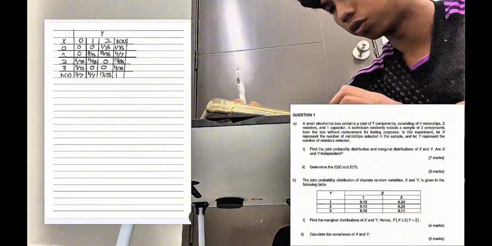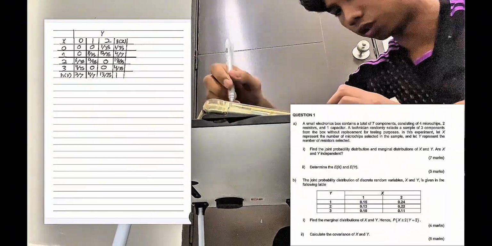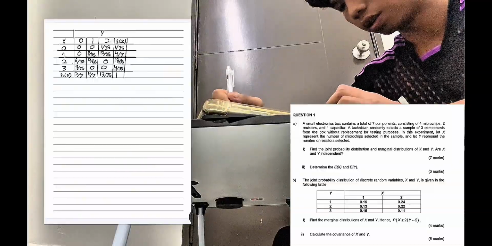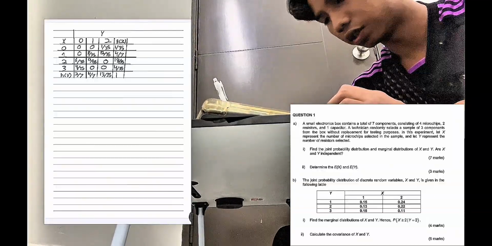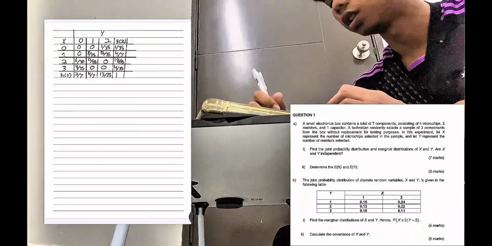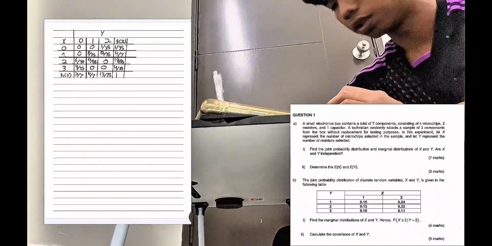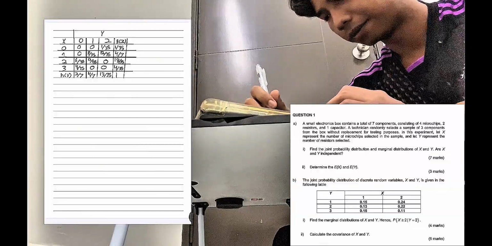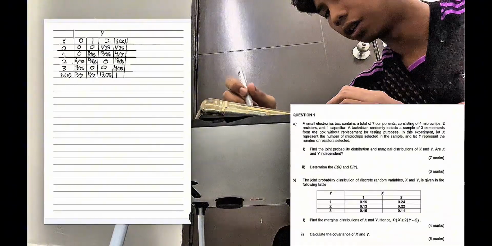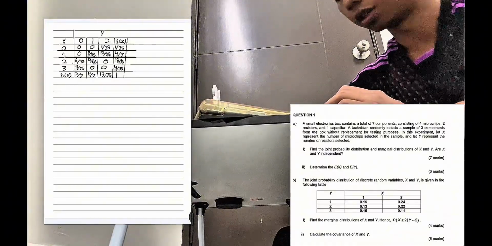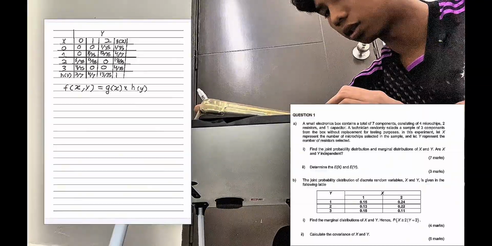For the marginal distribution, I sum the rows and I will get Gx. G0 is equal to 1 over 35, G1 is equal to 12 over 35, G2 is equal to 18 over 35, and G3 is equal to 4 over 35. For Hy, I sum the columns and I will get 2 over 7 for H0, H1 is equal to 4 over 7, H2 is equal to 1 over 7.